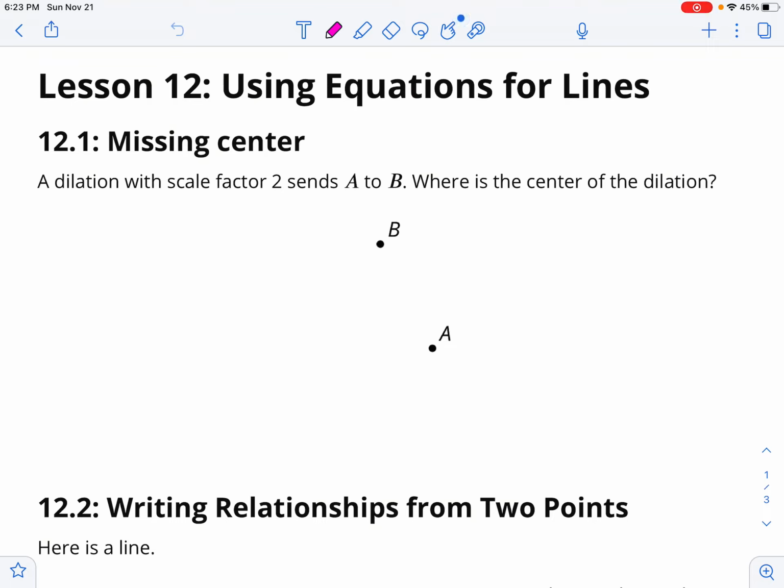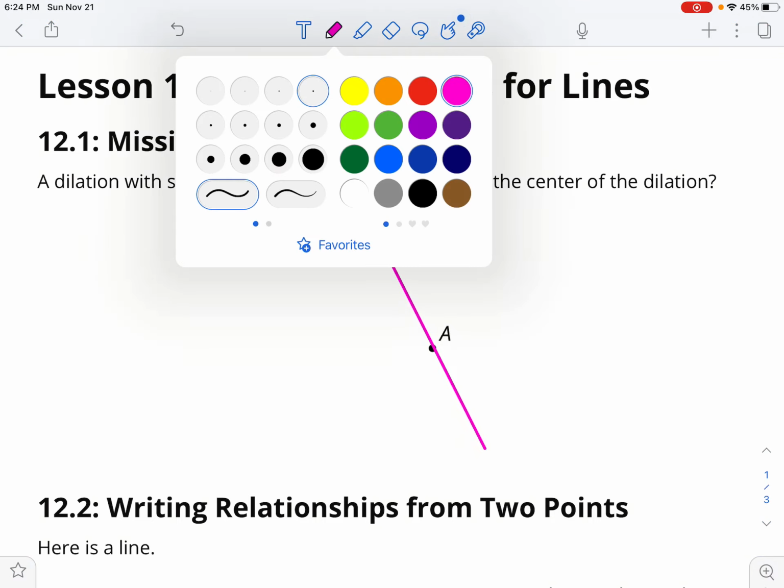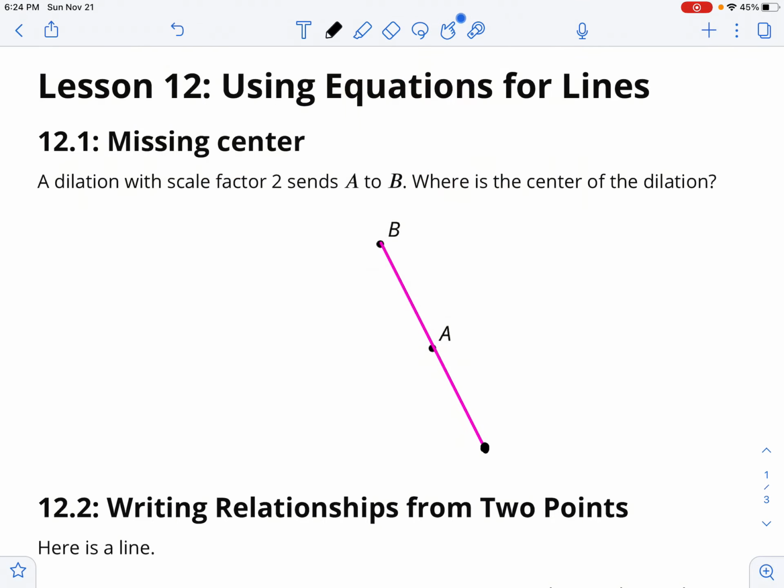We know that A is the original point, and A becomes B with a scale factor of 2, which means the distance from some center point to A is doubled. We also know that that center point needs to fall along the line from A to B. And so the distance from A to B would simply be extended to twice as long, and you would have a center point we'll call C.